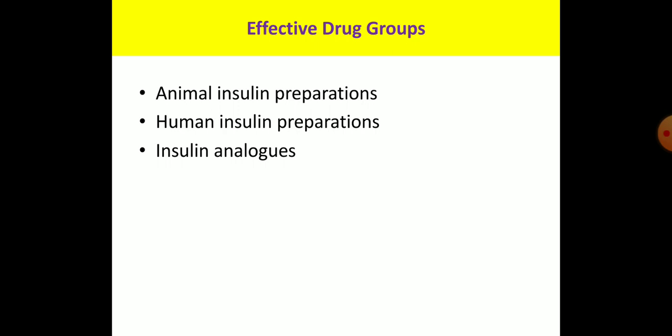The problems of animal insulin are overcome by human insulin, which is prepared by recombinant DNA technology. Different human insulin preparations like short acting, intermediate acting, and long acting can be prepared with the help of addition of zinc and protamine. Then insulin analogs are developed by a change in the sequence of amino acids in the insulin. And insulin, you all know, is made up of two polypeptide chains joined by two disulfide linkages. But the purpose of changing the amino acid sequence is to achieve a better pharmacokinetic profile.